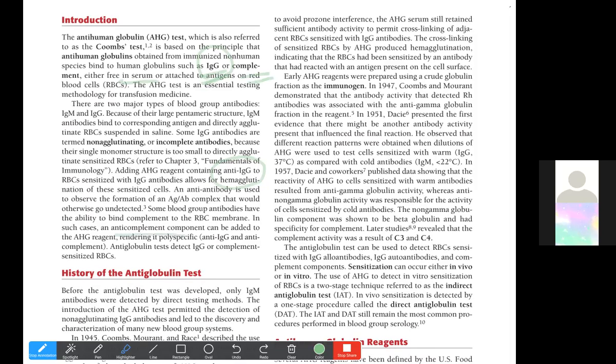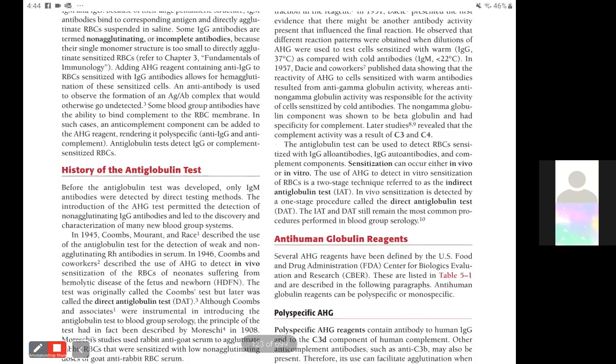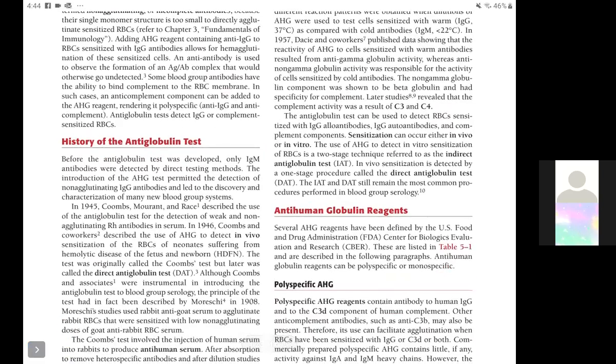This anti-complement component can be added to the AHG reagent, and in this case it would be polyspecific, that is, it would have not only the anti-IgG component but the anti-complement component also. So historically, this was used to detect the antibodies in serum and those present on the red blood cell surface.